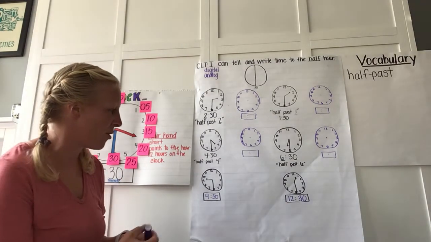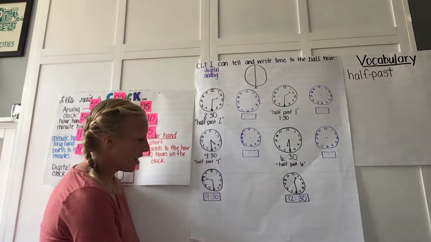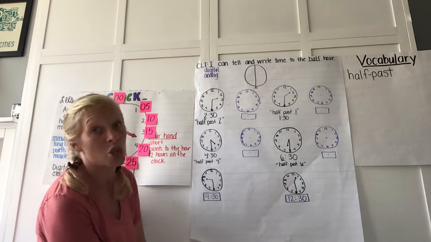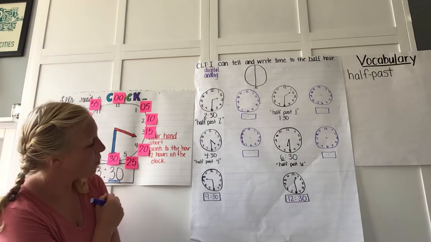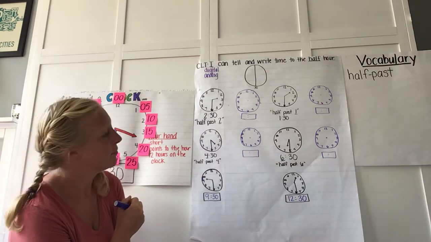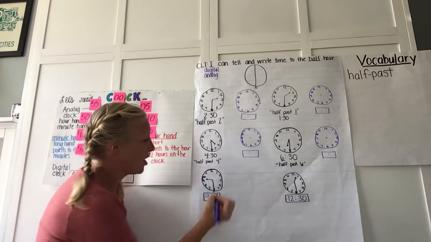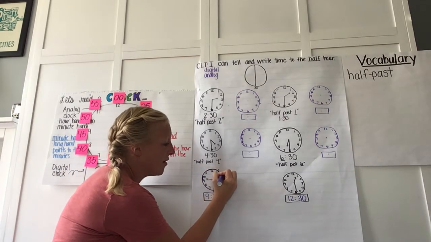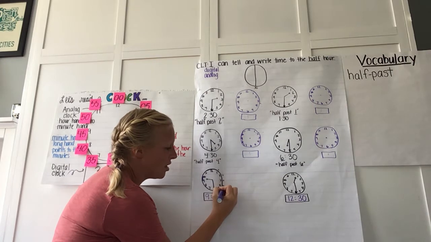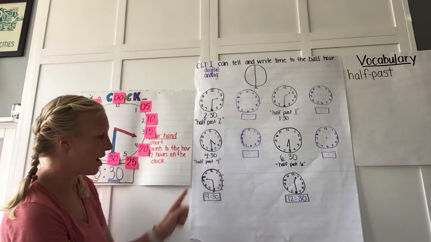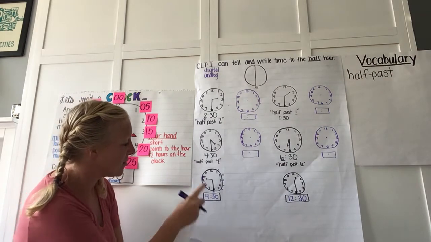9:30. How do you know? Because the hour hand was between the 9 and the 10, that short hour hand. And remember, this chart's there to help you. And where was the minute hand? It was reaching way down here to that 30. Remember, we have our 5, 10, 15, 20, 25, 30. Went halfway around that clock, didn't it? Yes, so we have 9:30.